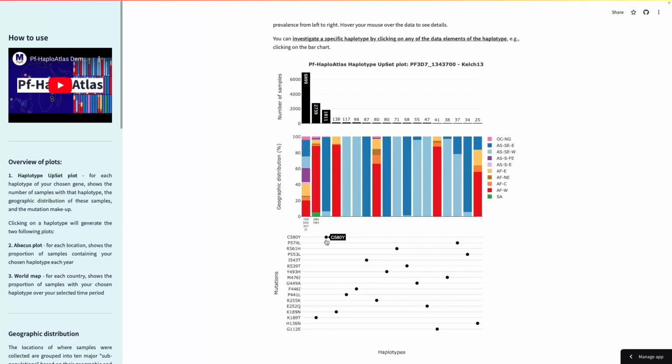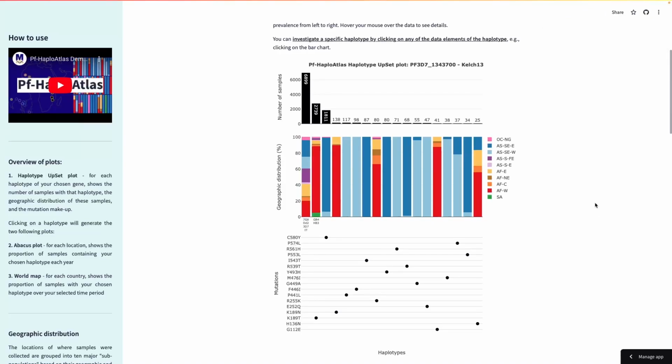This C580Y mutation in Kelch13 is actually very important, both biologically and clinically. And it's been on the malaria community's radar for some time now, as it's one of the mutations that provides the malaria parasite some resistance to the drug artemisinin, which is part of the first-line treatment recommended for malaria by the WHO. This haplotype will be interesting to investigate further, and we can do that by clicking on any of these 3 data elements belonging to this haplotype, like so. And it will generate a further 2 plots specifically for the haplotype you've selected.